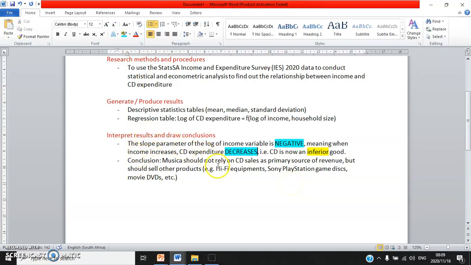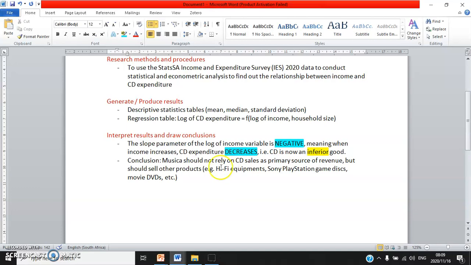Okay, so upon interpreting my empirical findings, I can draw a conclusion. It means, let's say, Musical. Given the fact that CD is nowadays an inferior good, if Musical only relies on CD sales to sustain revenue or try to survive, then I can say Musical is going to close within 3 months.